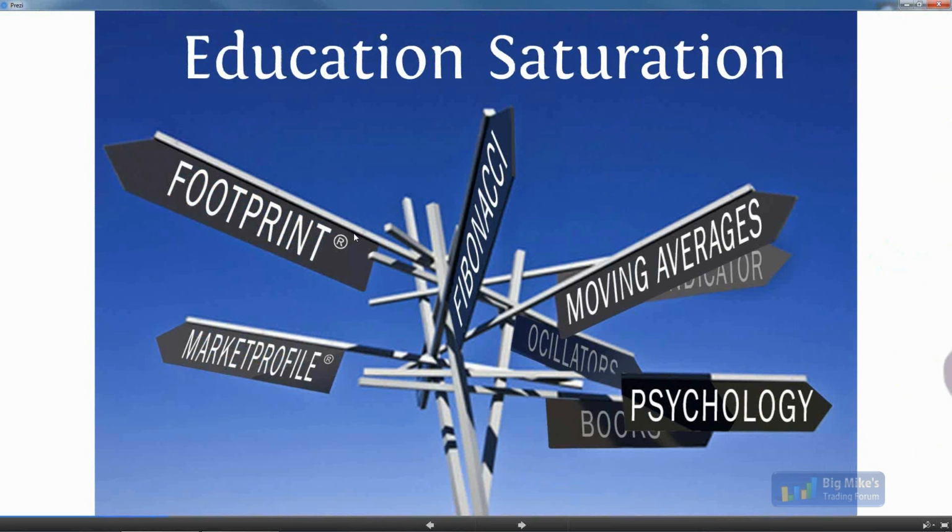Show this slide a lot. Education saturation is the phrase I give for it. I had someone put these methodologies in this sign. I think a lot of people get into this business, unlike I was fortunate enough to get into it.